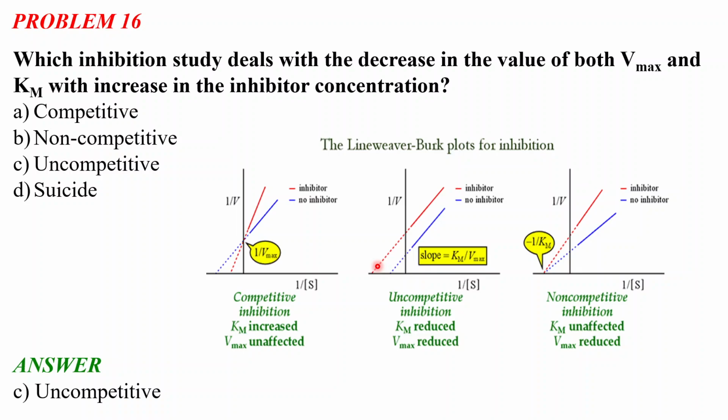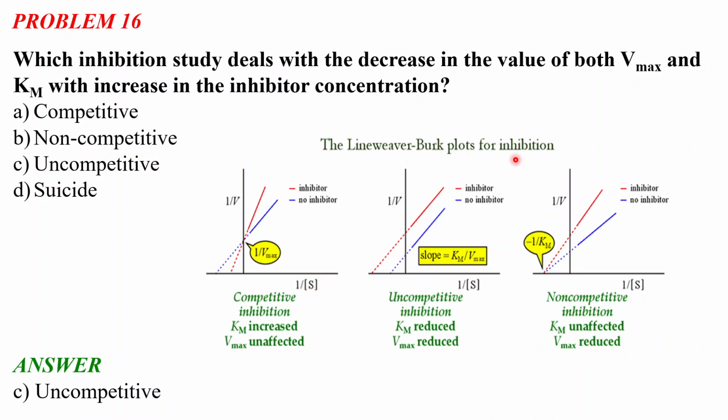So these are the Lineweaver-Burk plots of the inhibition. In the last class I discussed what the Lineweaver-Burk plot is and how to derive it from the Michaelis-Menten plot. Here in the Lineweaver-Burk plot we plot 1 by V on the y-axis and 1 by S on the x-axis.